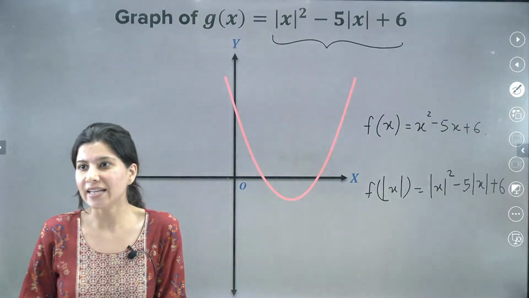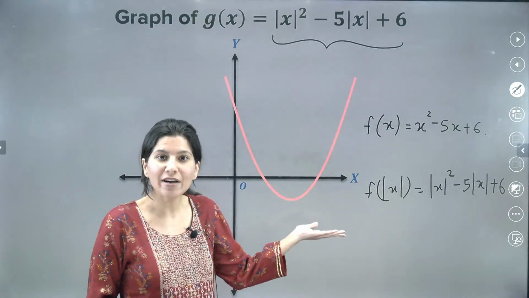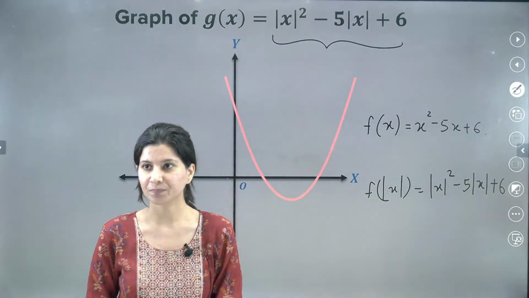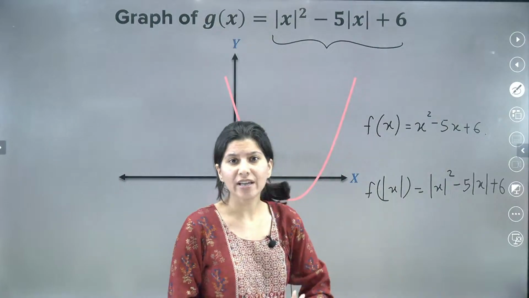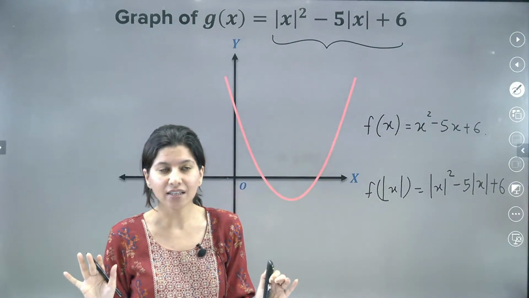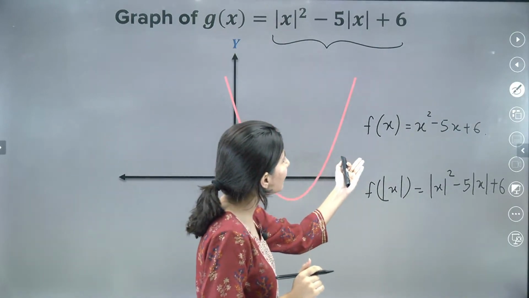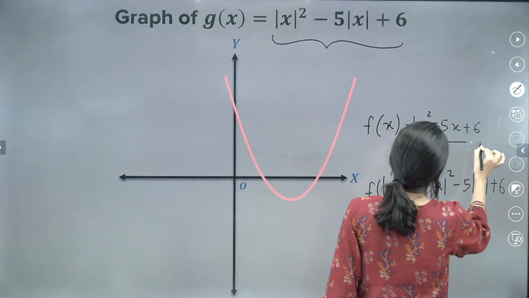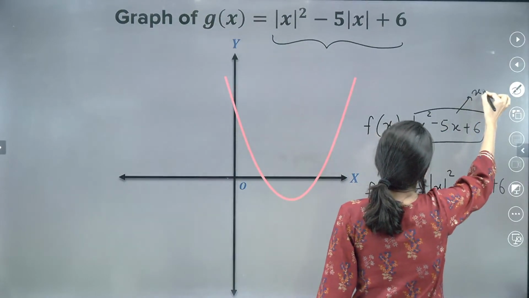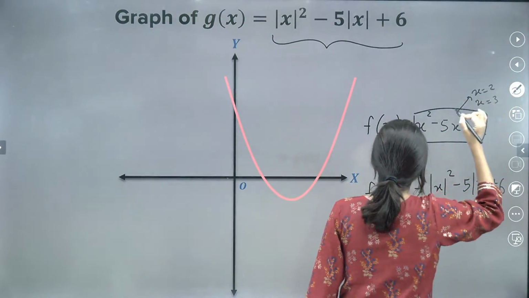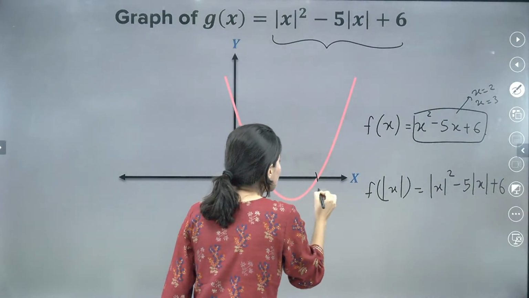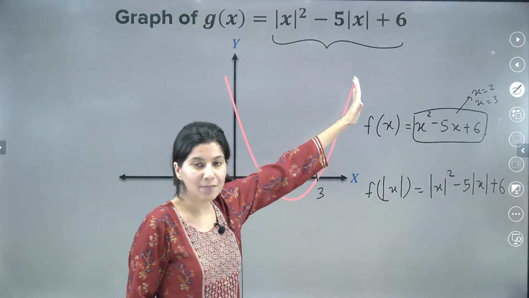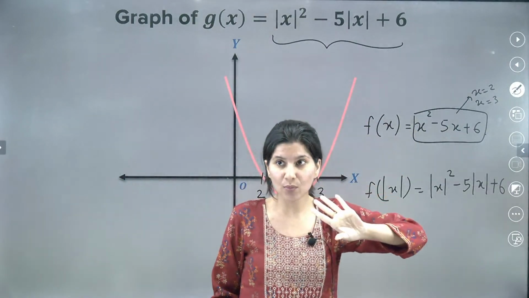So it's actually the same question if you have noticed. f of x is given and f of mod x we need to figure out. So we will focus on f of x first and then we are done. So this graph of f of x is x square minus 5x plus 6. This is a quadratic equation having two roots, x equals 2 and x equals 3. Also, this is an upward facing parabola. Why? Because the leading coefficient is 1.